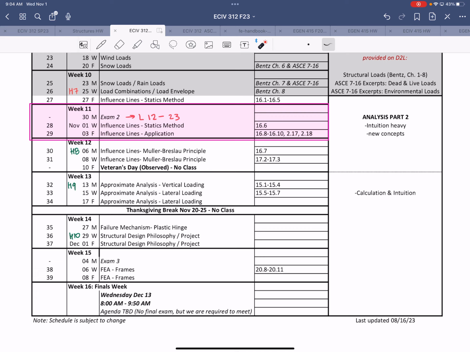So are we not tested on frames then? Right. This will not be something that you are tested on. Think of it as a bonus lecture.